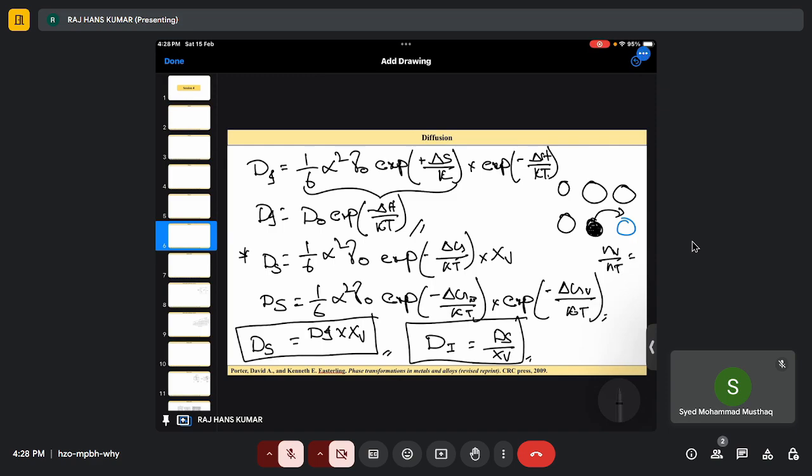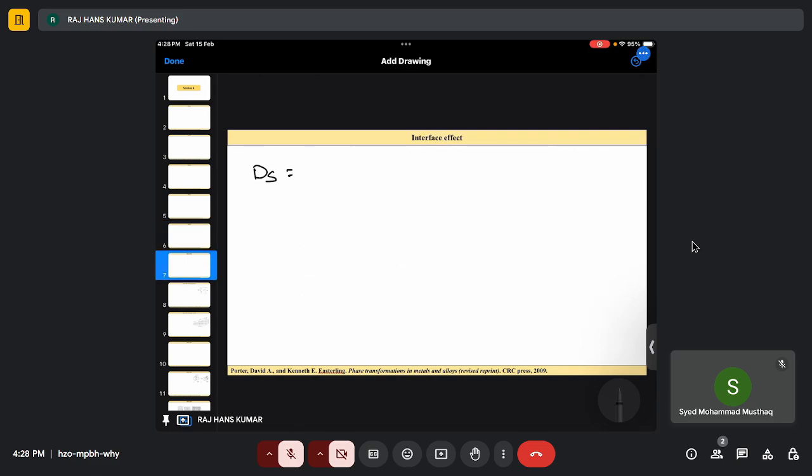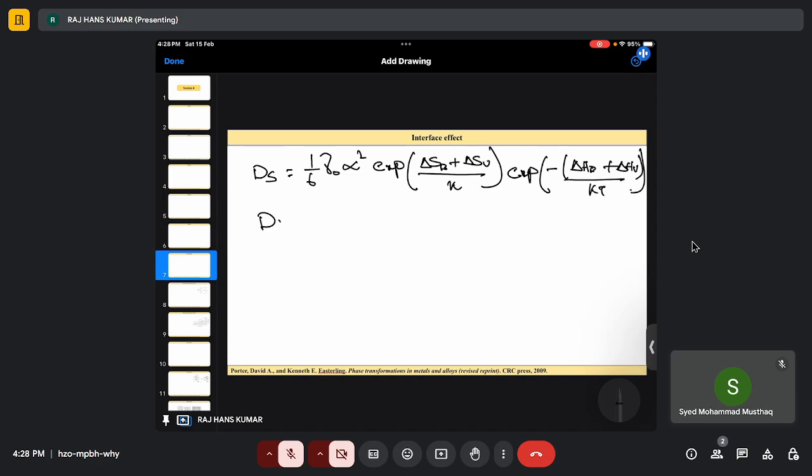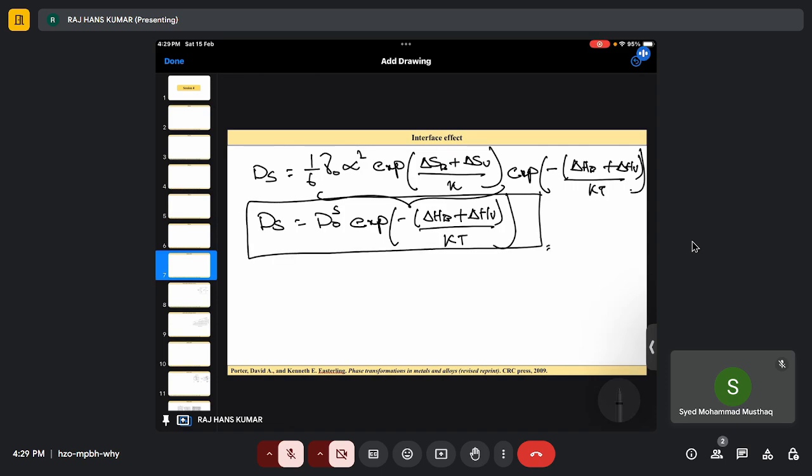Okay, now let me arrange that. So Ds will be equal to 1 by 6 times epsilon naught alpha square. If I take the entropy term common, then exponential of delta S barrier plus delta S vacancy upon k, times exponential minus of delta H barrier plus delta H vacancy upon kT. Right, now Ds will be equal to, if I write this term as D naught, D naught of s times exponential minus delta H barrier plus delta H vacancy upon kT. Now this is my final relation for substitutional atom diffusion.